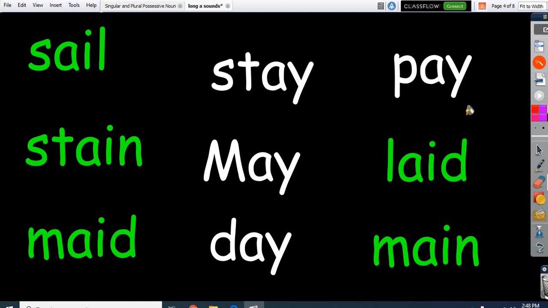All right, but look at the rest of those words, those green words. What do the rest of the words have that say A? Very good. They have AI. See, AI together. Anytime a word has an A and an I together, it's going to say long A. Laid, main, maid. Good. See how they have AI? Yeah, they have AI. Very good.